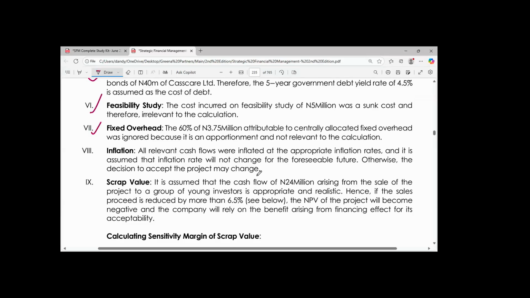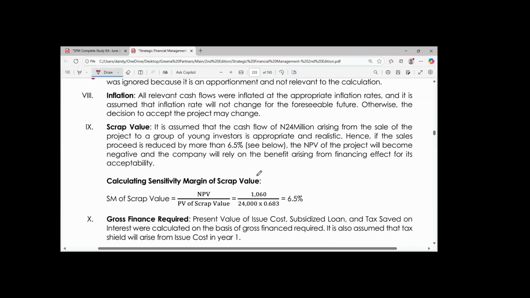Then number 8, inflation. All relevant cash flows were inflated at the appropriate specific inflation rate, and it is assumed that the inflation rate will not change for the foreseeable future. Otherwise, the decision to accept the project may change. Because if the inflation rate on variable cost and fixed overhead increases, that means the decision to accept this project may be affected. So our assumption is that inflation will remain constant within the relevant range.